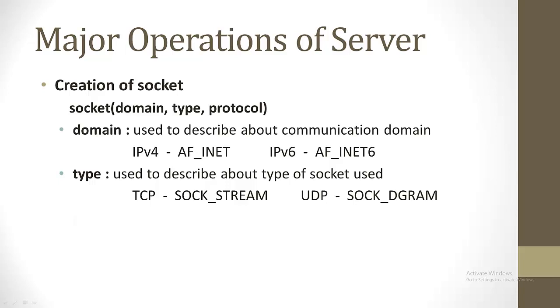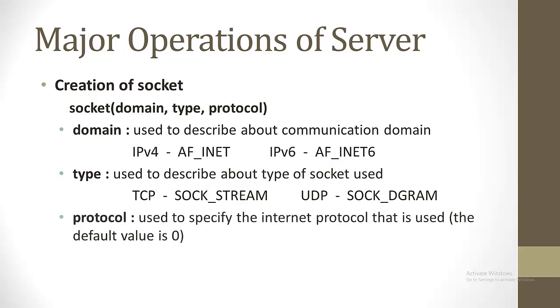And the third and the final one is protocol. It is used to specify the internet protocol that is used. By default, we can specify it with the value 0. So which type of internet protocol are we using? The default value will be 0, and throughout our program we'll be using the value 0.